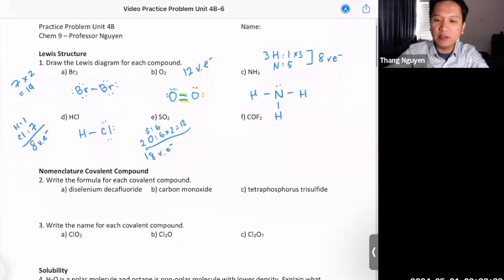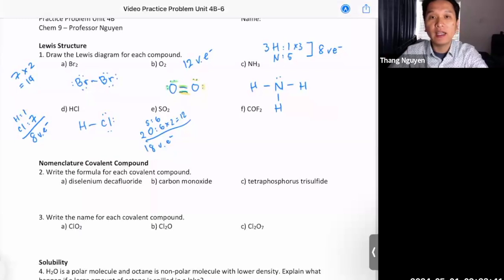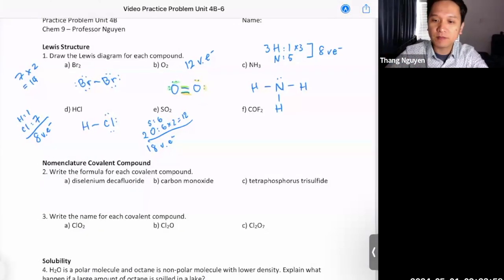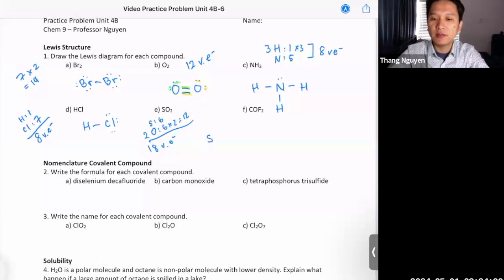So in this case, we do have more than 2 atoms, so we need to figure out which one is in the center. What do you think? S or O? For the sake of symmetry, sulfur is going to be in the center. Simply put sulfur in the center and connect on either side with the 2 oxygens. Using 2 bonds means we use 4 valence electrons. 2 times 2 is 4.